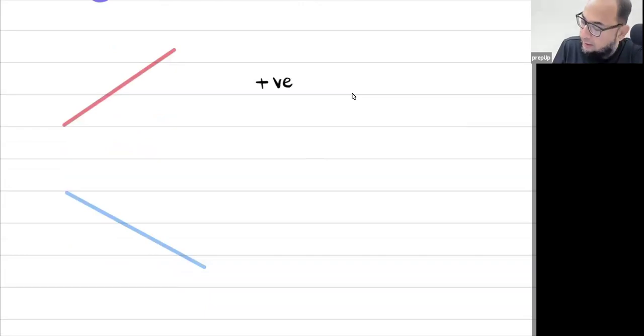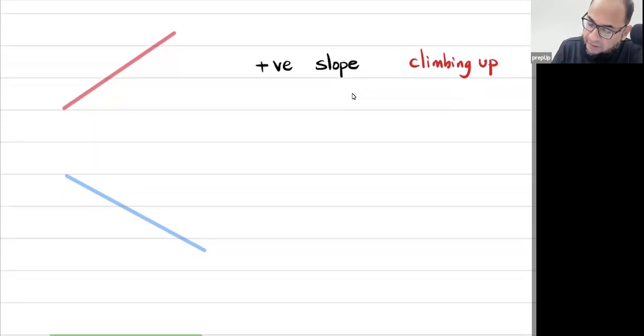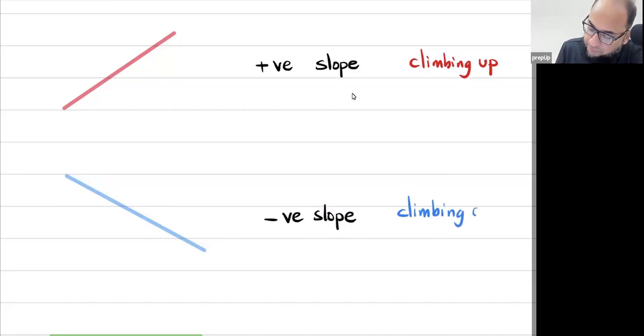This is a positive slope. Why? Because you move right, you climb up. So this is the feeling of climbing up. Got that feeling? The blue line, that is negative slope. Why? You move right, you go down, and so on. So it has got a feel of climbing down.